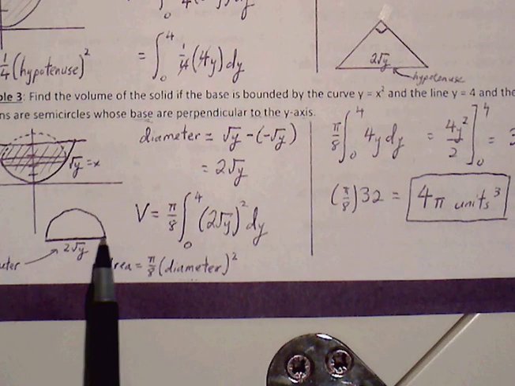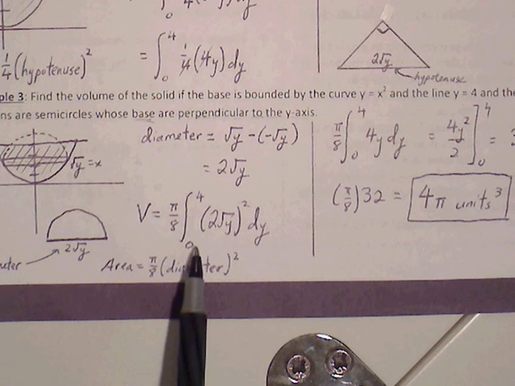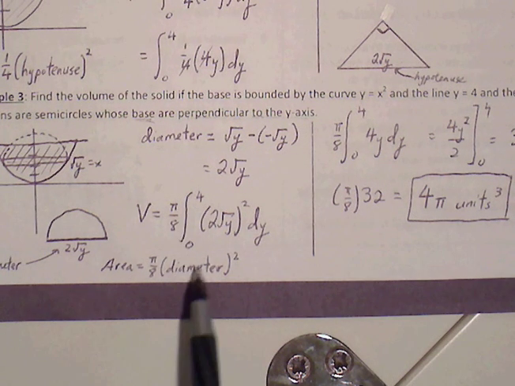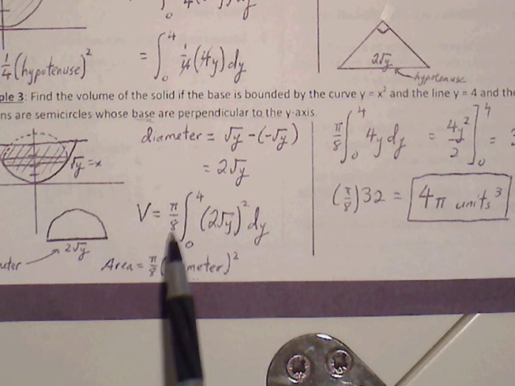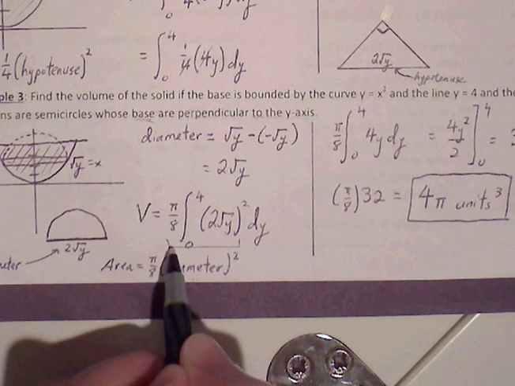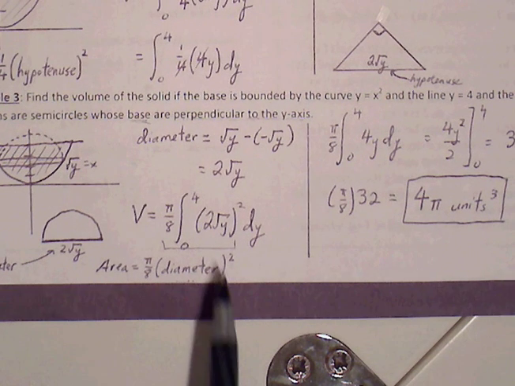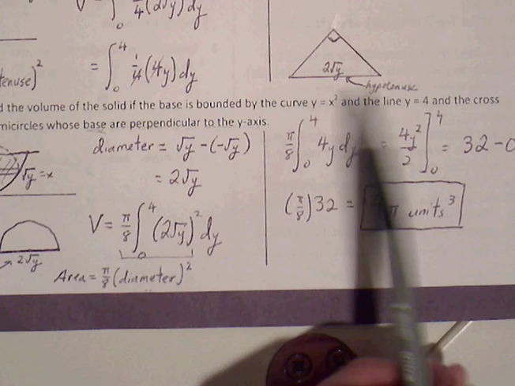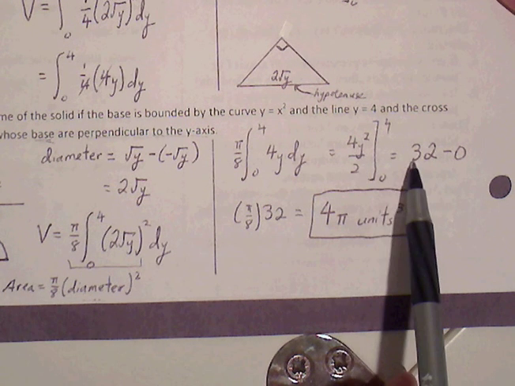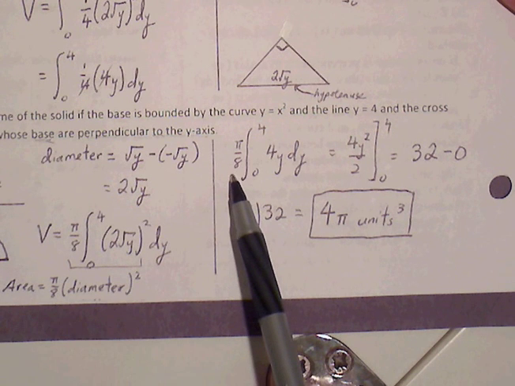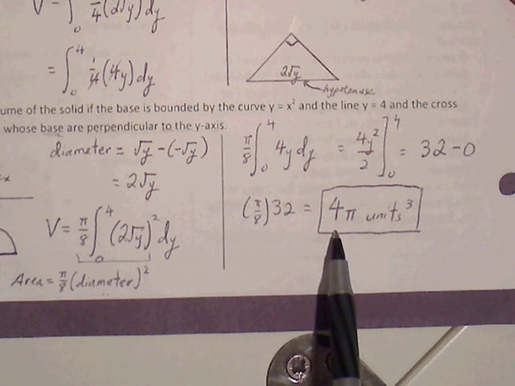So 2 root y is the diameter, and if we plug this into the volume formula, again, everything's in terms of y, so we go from 0 to 4, lowest y value to the highest y value. And the diameter is 2 square root of y. We square that as part of the formula. We're just plugging this in. So this represents the area of our cross section. Before we were doing circles, but now we have different shapes, and semicircles is the shape that we're dealing with right now. This reduces to be 4y, and the 4y integrates to 16 over 2, or 64 over 2, which is 32. So 32 multiplied by pi over 8, because that's the coefficient that we pulled out from the beginning. And then the 32 and 8 cancel out, so we're left with 4 pi cubic units.